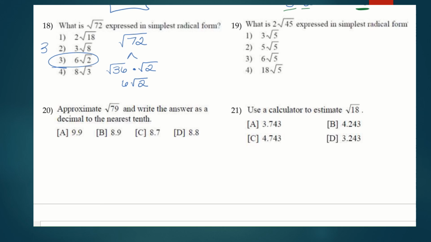Number 19, what is 2 root 45 expressed in simplest radical form? Again, just as we've been doing with the rest, do it on your own first. See if your answer matches one of the options. So the square root of 45 can be broken apart into root 9 and root 5. Okay. Now what is the square root of 9? It's 3. The square root of 5 is a very long decimal, so we are going to leave this as the square root of 5. 2 times 3 gives us 6 root 5, which is answer choice 3.